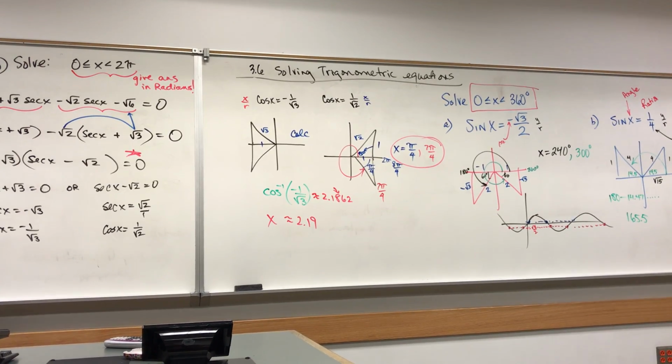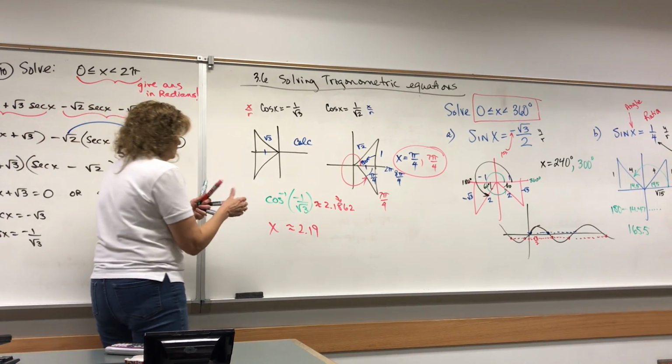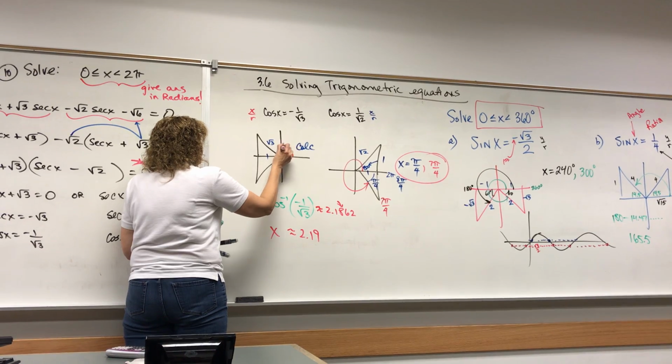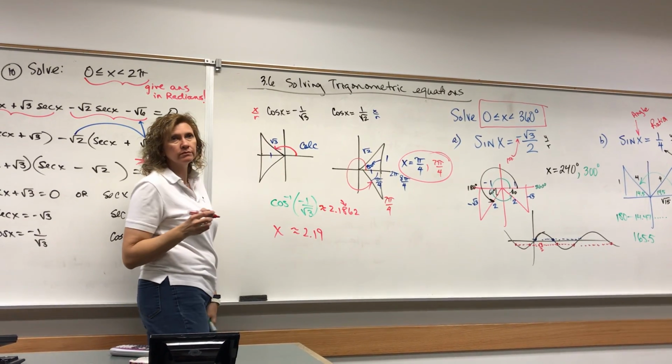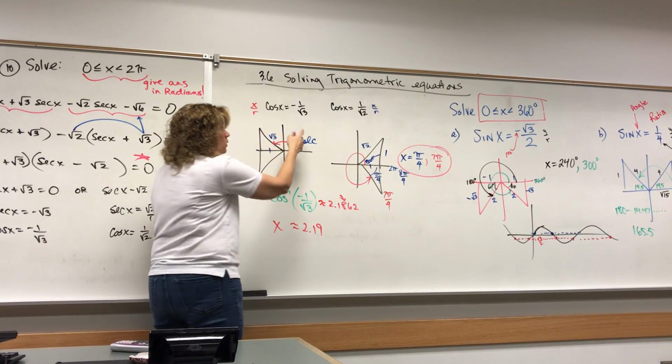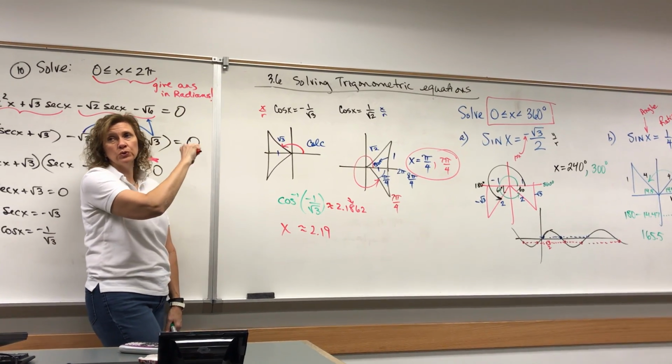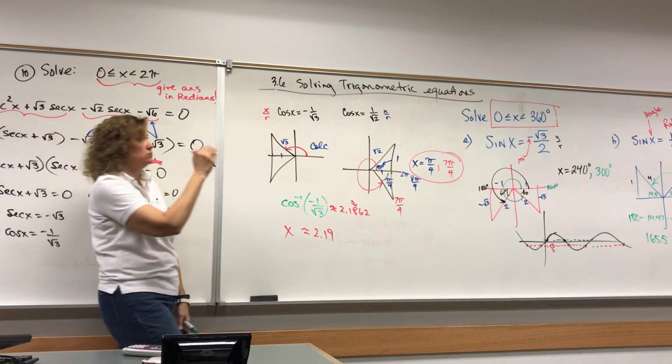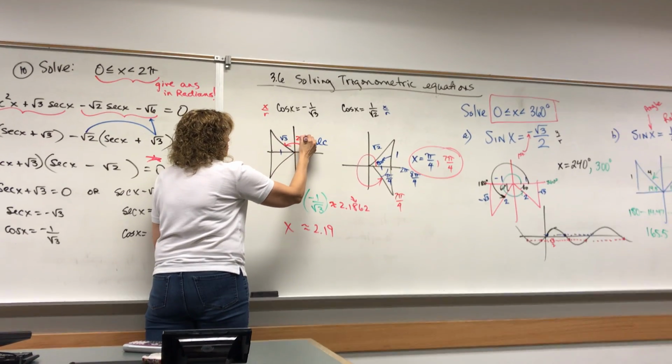This is in radians. Be careful. Guess what your calculator gave you? It gave you that rotation. So inverse cosine gives quadrant 1 or quadrant 2. It told you a quadrant 2 angle in radians. 2.19.